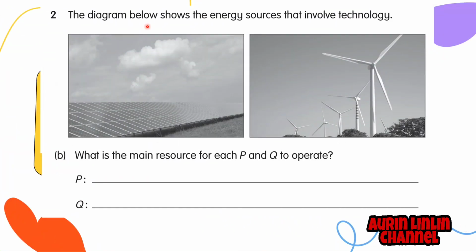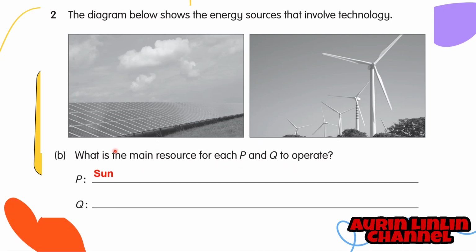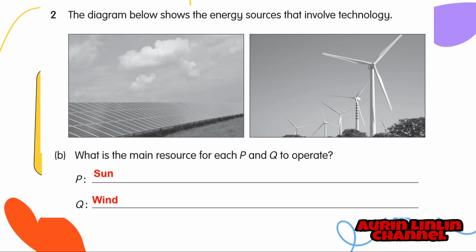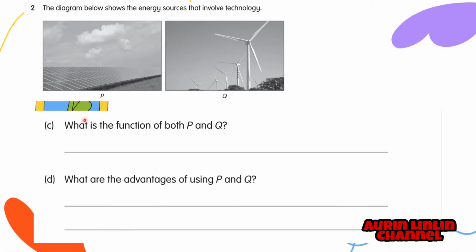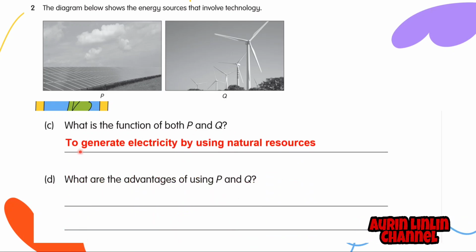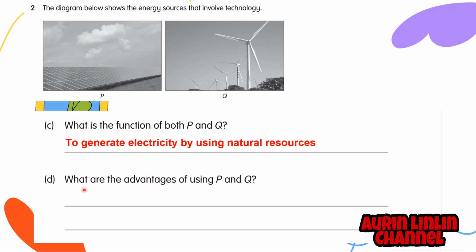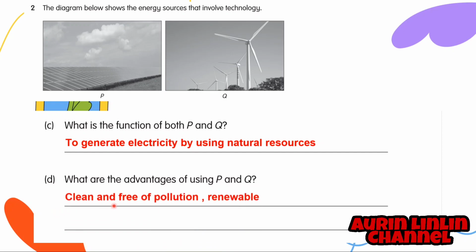The diagram below shows the energy sources that involve technology. What is the main resource for each P and Q to operate? P. Sun and Q. Wind. C. What is the function of both P and Q? And the answer is to generate electricity by using natural resources. D. What are the advantages of using P and Q? And the answer is clean and free of pollution, and renewable.